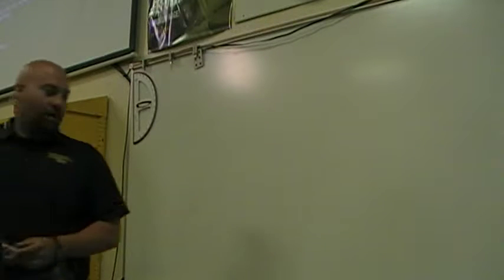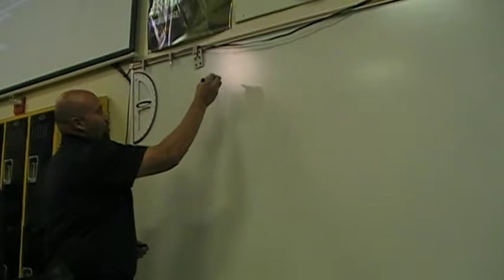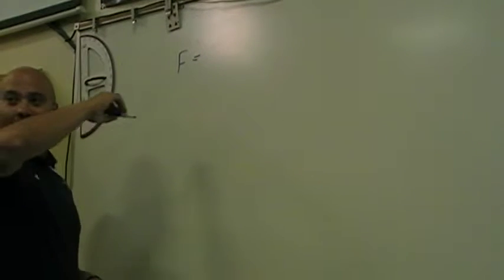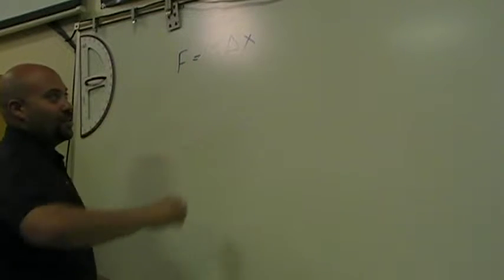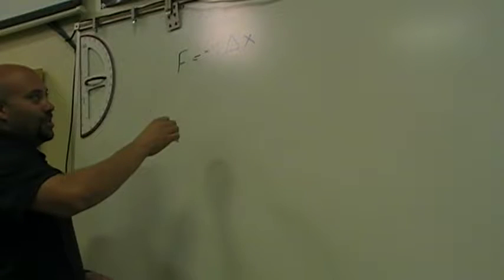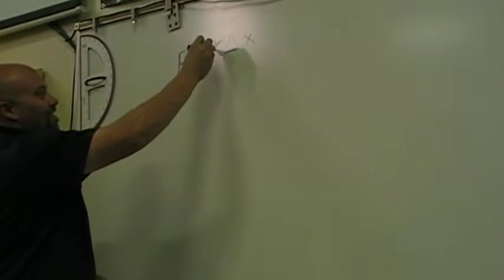So if we were to go back to our springs, the force due to a spring was? Negative k delta x. It's negative, there's k somewhere. Something squared, negative k, delta x.